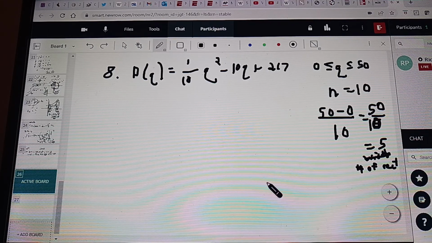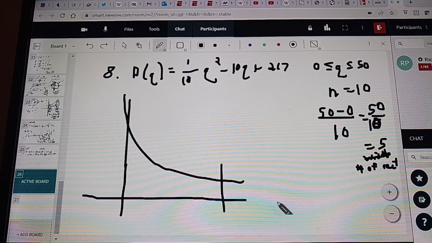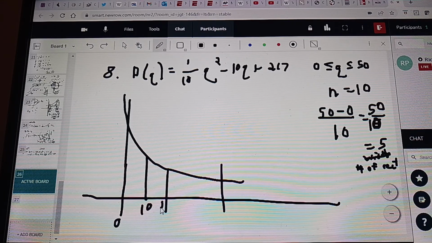That's 5 of them. So we have some kind of quadratic function that goes like this. And I don't know where 0 or 50 would be, but let's just mark these spots arbitrarily. So 0 to 50, if I go 10, 20, 30, 40, and 50.